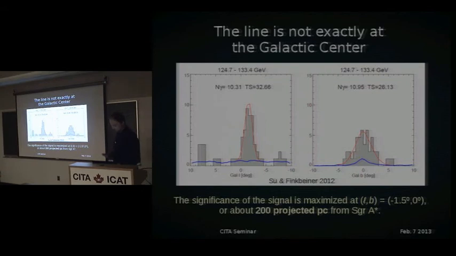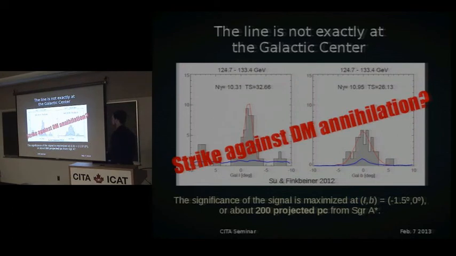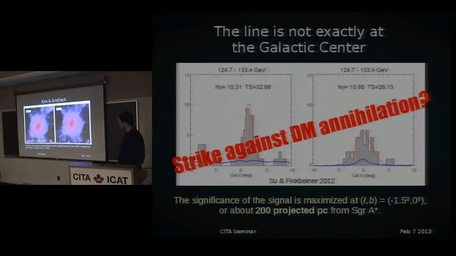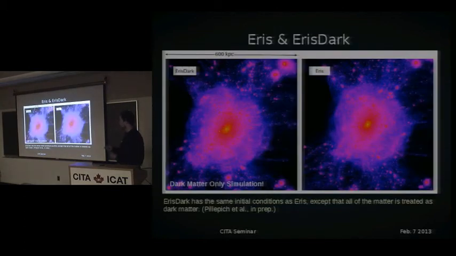At first, I think people knew that as a strike against dark matter annihilation, you really expect the dark matter density to rise towards the center, and it should not really be offset. But that's what motivated me to look at this in numerical simulations that include baryonic physics. Of course, you need a control, so for that I use both the Via Láctea and the GHalo simulations, but also the Aris-Stark simulation, which is the dark matter-only counterpart to Aris.